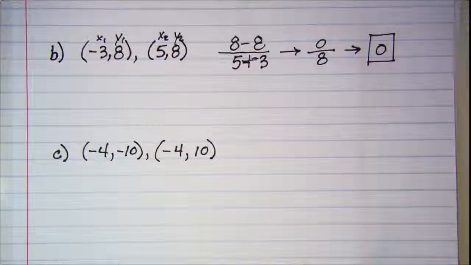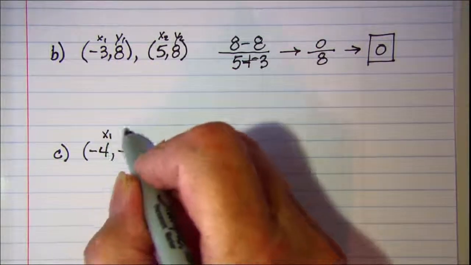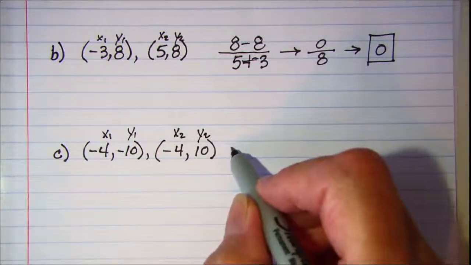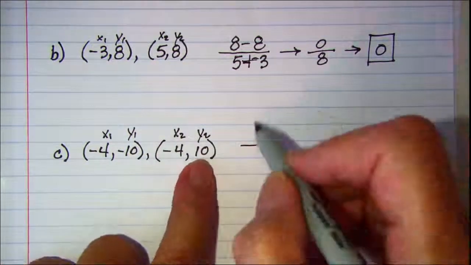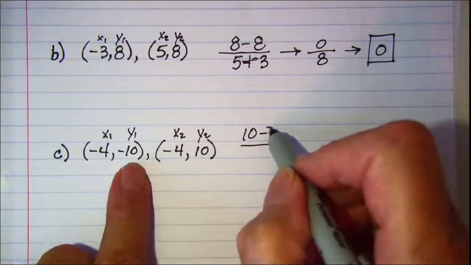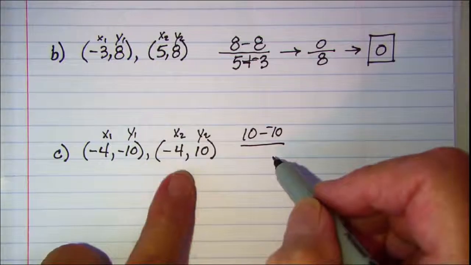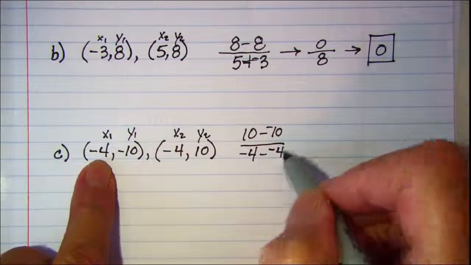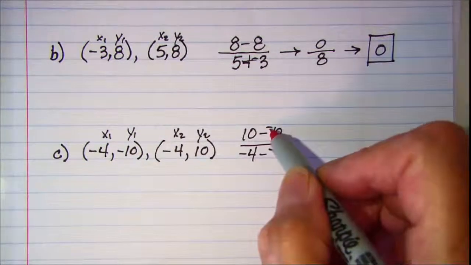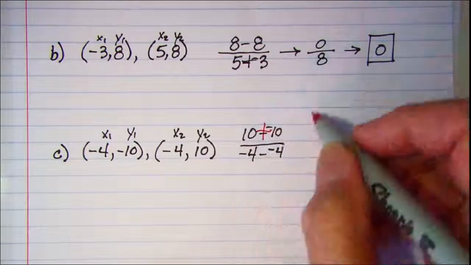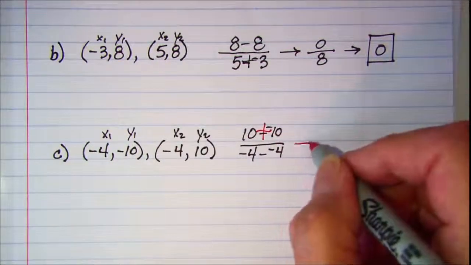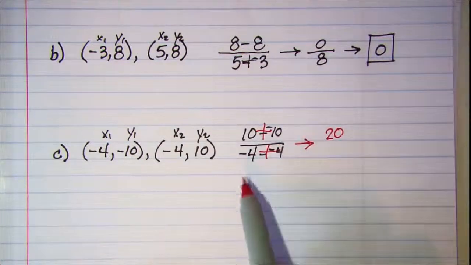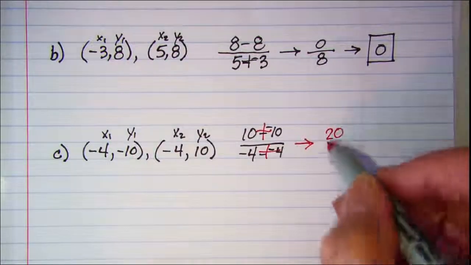In the last example, here's x1, y1 and x2, y2. And so my slope is 10, subtract negative 10, and then the denominator is negative 4, subtract negative 4. These two minuses make a plus, and so I have 10 plus 10, which is 20, and these two minuses make a plus, and I have negative 4 plus 4, which is 0.